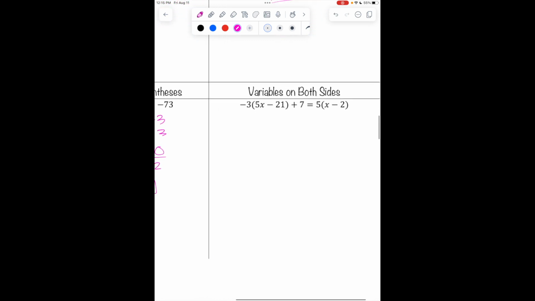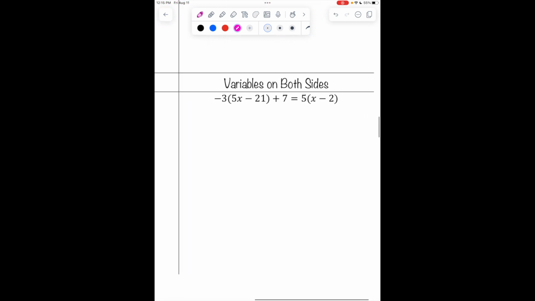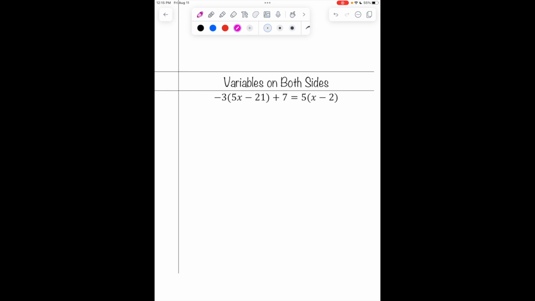And then finally, we're going to look at variables on both sides. First thing I'm going to do is distribute this negative 3. And I am going to break this into a number of steps so you can see what's happening at each step. So negative 3 times 5 is negative 15x. Negative 3 times negative 21 gives me positive 63. Nothing happened to anything else.